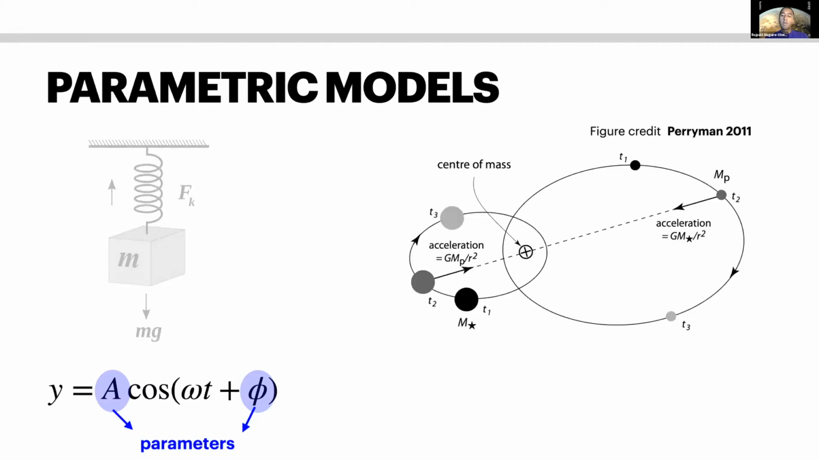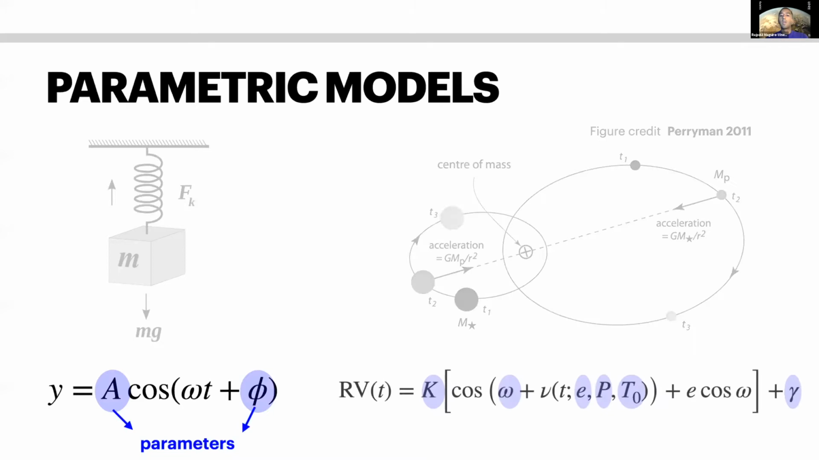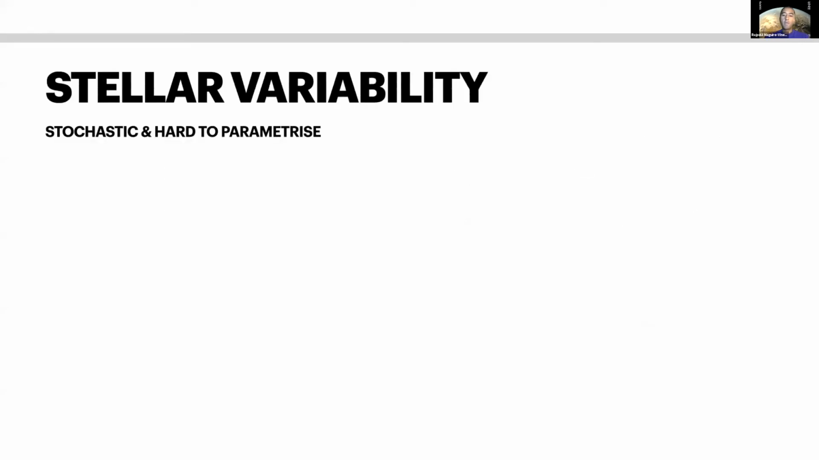Another example is a Keplerian orbit of a planet around a star. Solving the relevant equations of motion leads us again to a parametric expression for RVs versus time, with these 5 or 6 parameters determined by the properties of our planet and star, as we saw in Jason's talk. Okay, so that's pretty easy. But unfortunately, life is not always easy, and sometimes we don't know how to parameterize the physics we're dealing with.